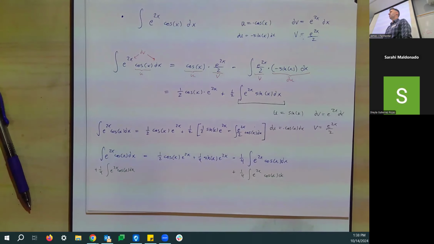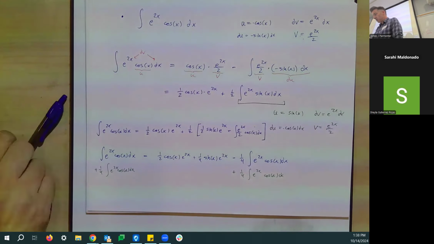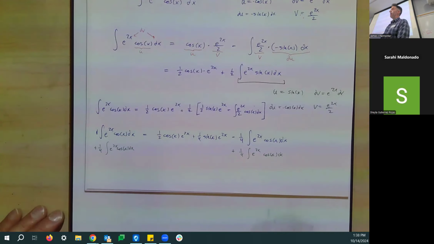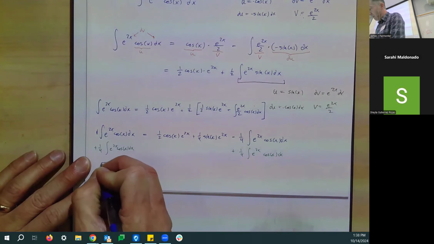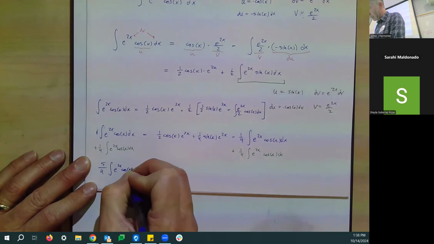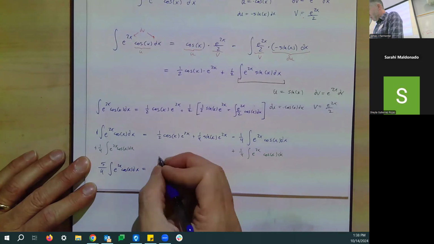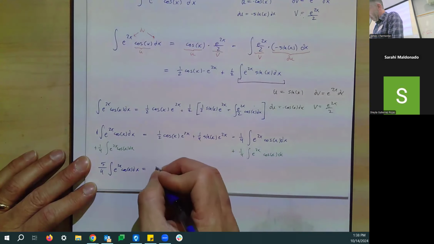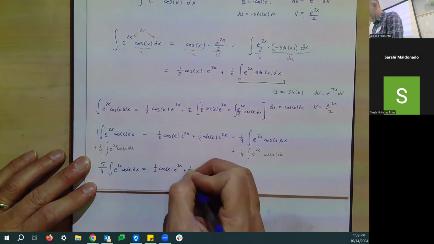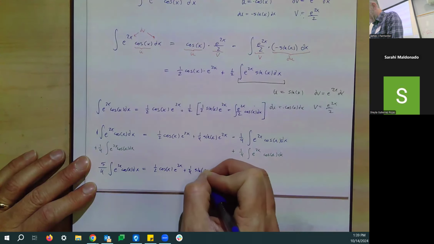Which always feels like you're kind of just cheating. Like, I feel like I just did this thing twice and then magically the integral is going to come out. It is the right answer, but it always feels like I didn't actually anti-differentiate it for real, but I did. So what I end up getting here is 1 of a thing plus 1/4 of a thing is 5/4 of that thing. So we have 5/4 times the integral of e to the 2x cosine of x dx equal to 1/2 cosine of x times e to the 2x plus 1/4 sine of x times e to the 2x.